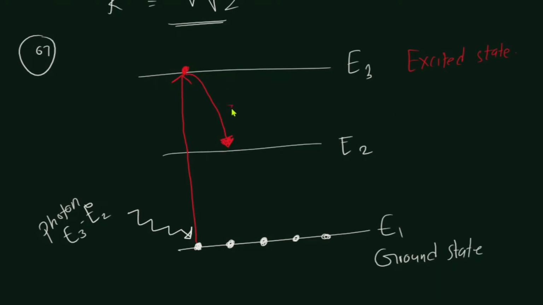Spontaneously, it will jump into the E2 energy level. This is an intermediate energy level, and we call it the metastable energy level, because it is quite stable compared to E3. When an energy level has less energy, it's quite stable. So it jumps to this point. Now the electron is somewhere here.